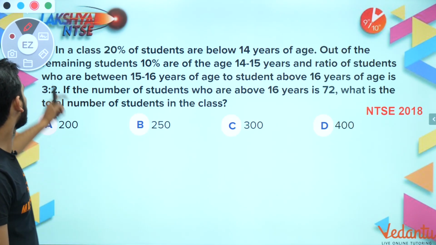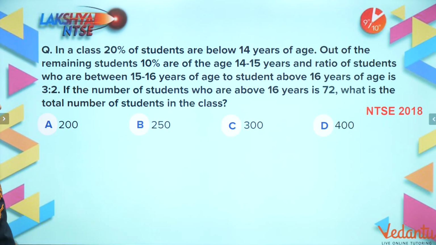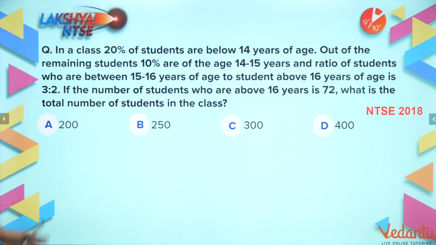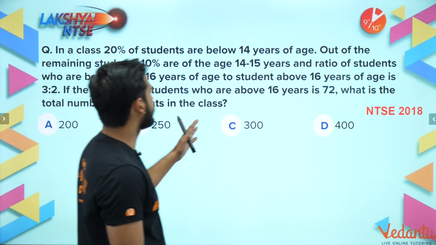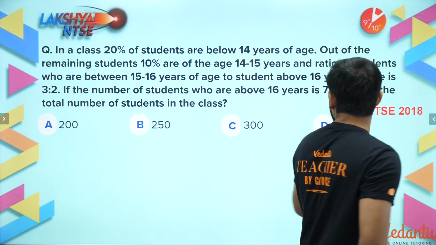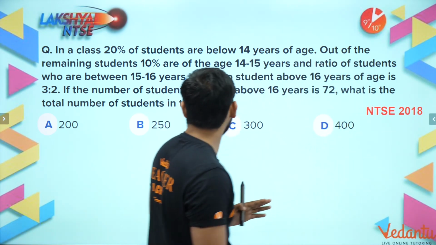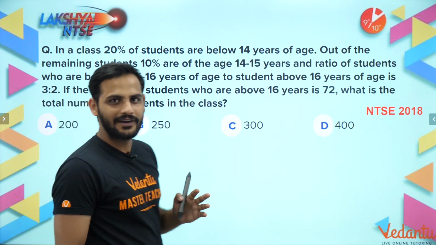The next question we have is this: in a class, 20% of students are below 14 years of age. Out of the remaining students, 10% are of the age 14 to 15 years, and the ratio of the students who are between 15 to 16 years of age to the students who are above 16 years is 3:2. If the number of students who are above 16 years is 72, what is the total number of students in the class? Now see, very easy thing.